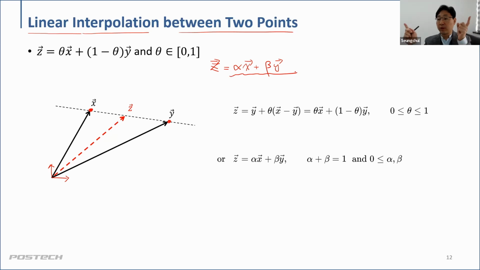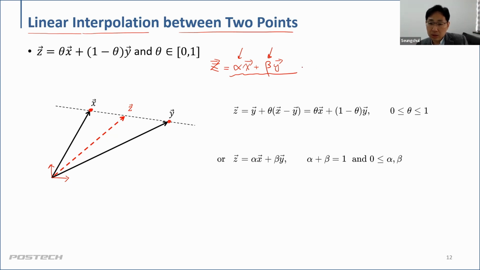So we have 2 vectors, and one of them we multiply. This alpha is a scalar value. That means it's a stretch, right? We multiply alpha for x, we multiply beta for y. It's a scaling.